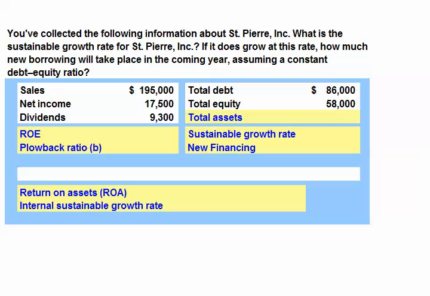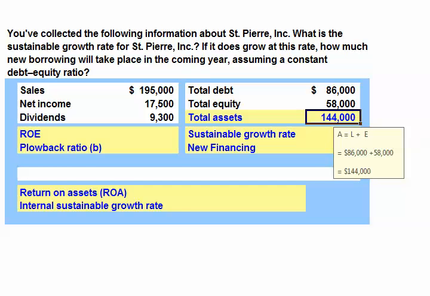We're told that St. Pierre Inc. has sales of $195,000, net income of $17,500, dividends of $9,300, total debt of $86,000, and total equity of $58,000. Let's begin by calculating total assets. Our total assets will simply be the sum of our $86,000 in total debt plus the $58,000 in equity. Our total assets are $144,000.